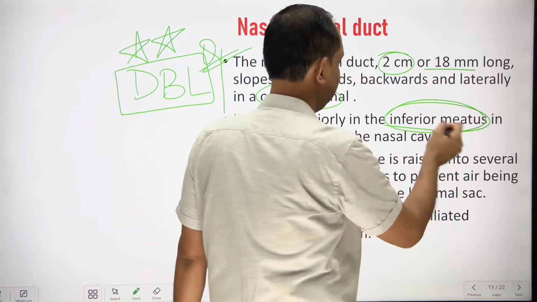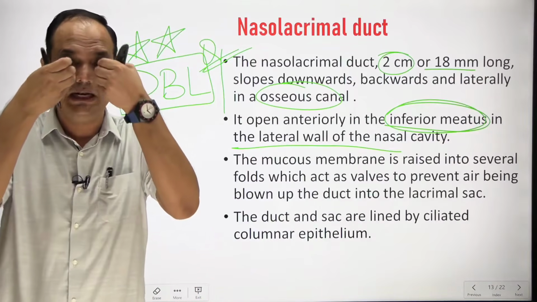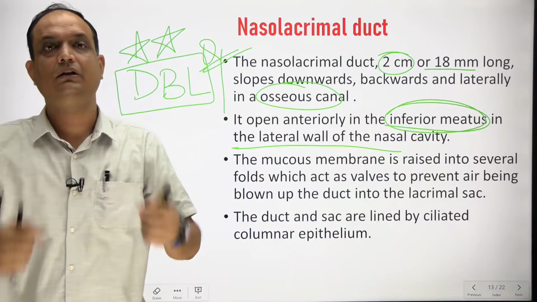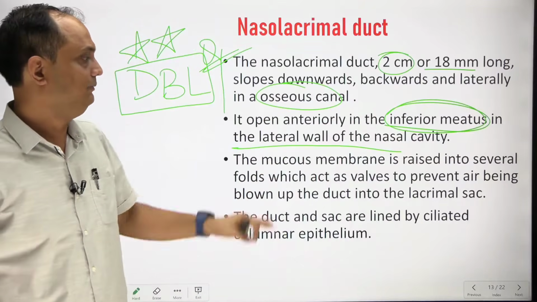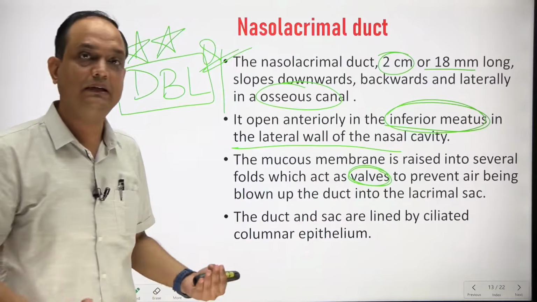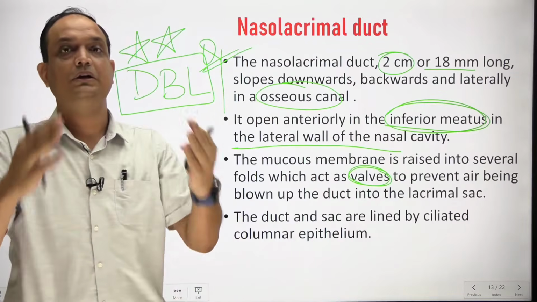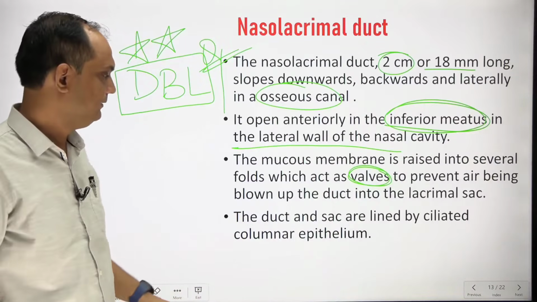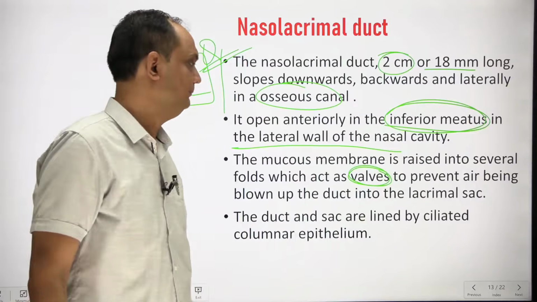What is meatus? We will discuss it in the lateral wall of the nasal cavity. Because it is running along the lateral wall, it opens into the lateral wall of the nasal cavity. The mucous membrane of this nasolacrimal duct shows some valves, and these valves basically prevent the reverse flow of air through this nasolacrimal duct into your eyes. Clear? The duct and sac are lined by ciliated columnar epithelium.